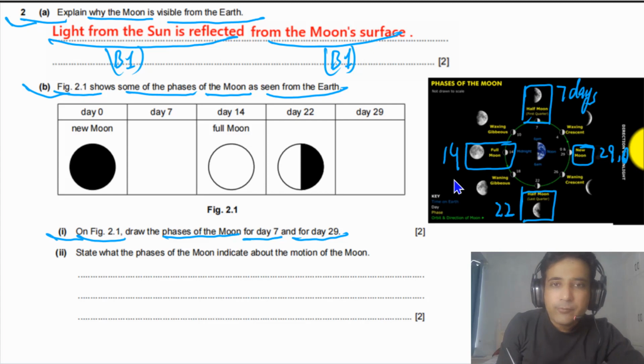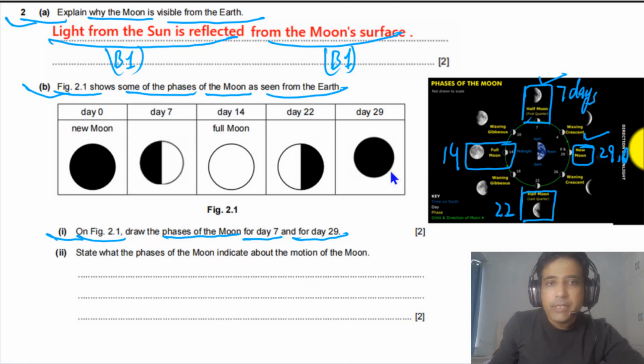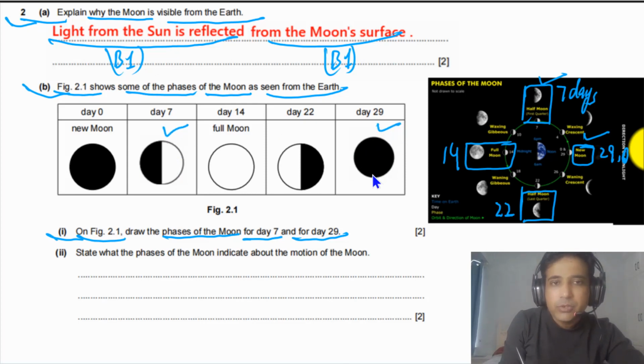So we have to draw these 2 phases, after 7 days and after 29 days. So let me show you how you can draw these phases. So this is how you can draw half moon and this one is the new moon after 29 days. So these 2 phases you need to draw. If you have drawn these 2 phases, you will get 2 marks. One here, one here. So this is half moon and this one is new moon.